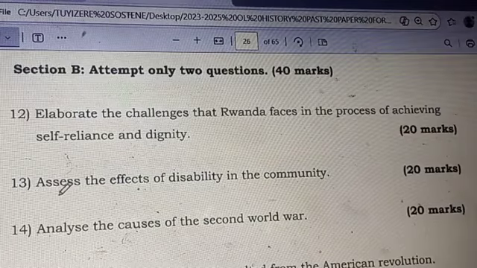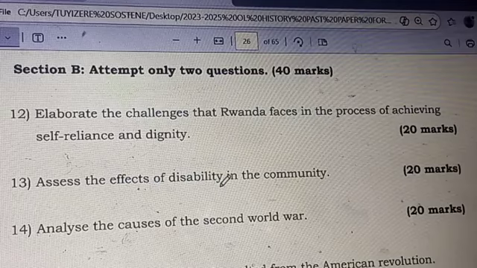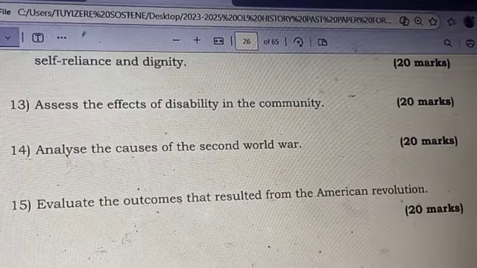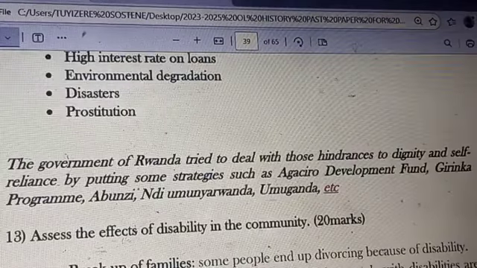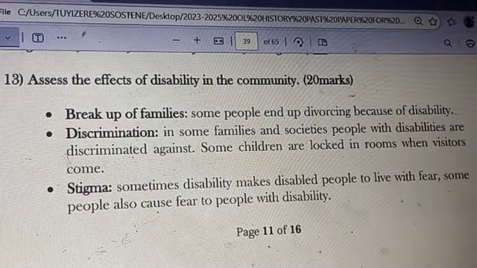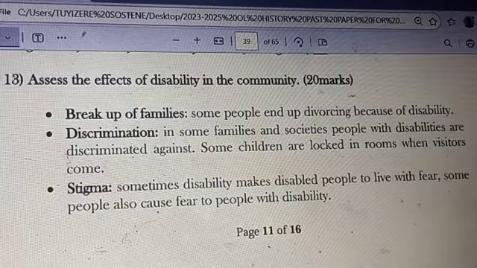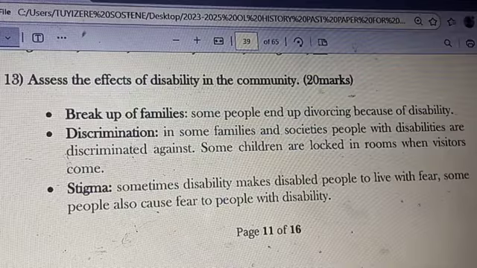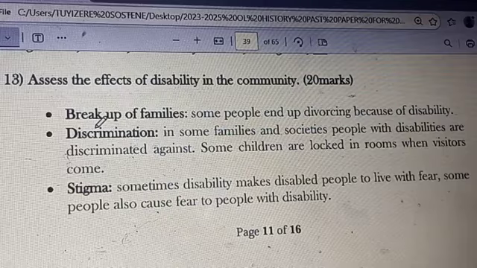Question 13. Assess the effects of disability in community. This question has 20 marks. You can write first introduction, body, and conclusion. Introduction has 2 marks, body has 16 marks, and conclusion has 2 marks. In the body we put the main effects of disability in community.